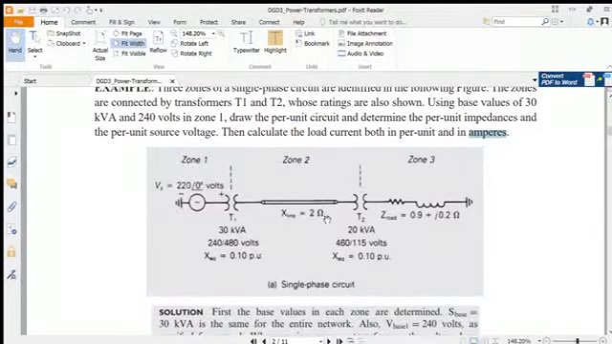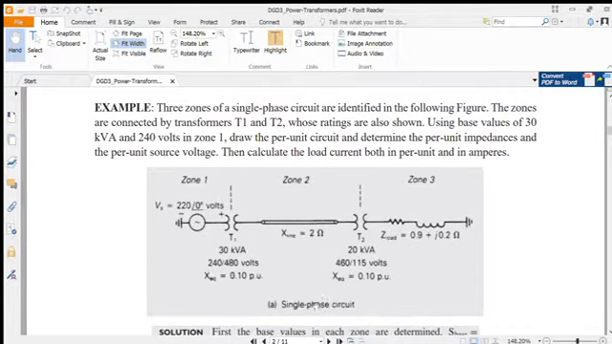So let's see the figure. Here is the generation side. It's a single phase circuit. The line voltage is 220 volts, and it's the reference, so it's at 0 degrees. It's a step up transformer, because you see 240 steps up by two times. And this is a transmission line, zone 2, which is a wire.